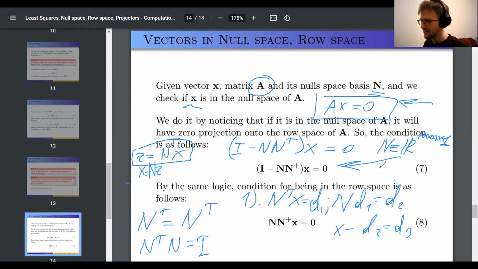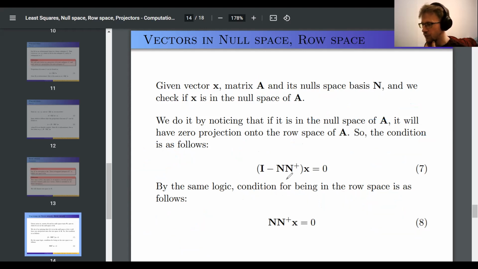Does it make sense? Yes, it does. Yeah, but only if we already have N. If we want to compute N for this matrix, it's going to be very, very expensive. But sometimes we do have those. That happens. All right, now you get the idea. By the same logic, if we want to check if the element lies in the row space, we can see if it has a zero projection into the null space.